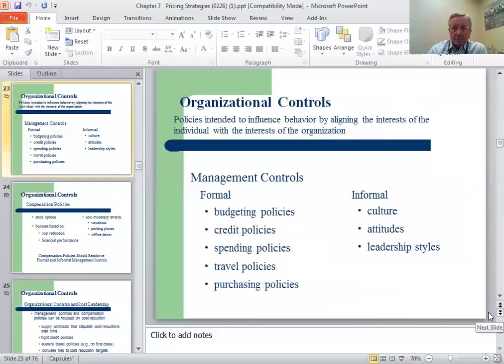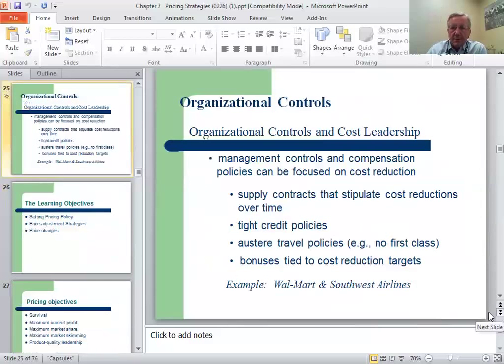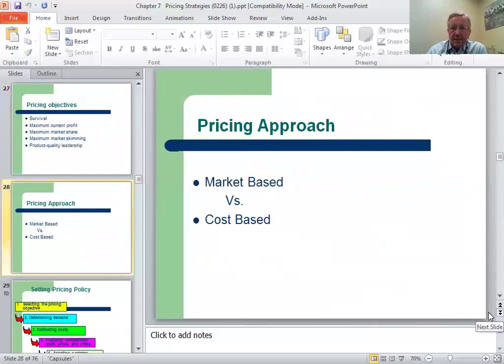Okay, and in a competitive market, we're looking for strong management controls, formal budgeting policies, very tight credit controls, and tight spending policies. For travel, we're looking for bargain travel as opposed to being concerned about first class travel and luxury hotels and the like. And this all permeates through our culture and our attitudes and our leadership styles, and so forth. Okay, so you can read through much of this.